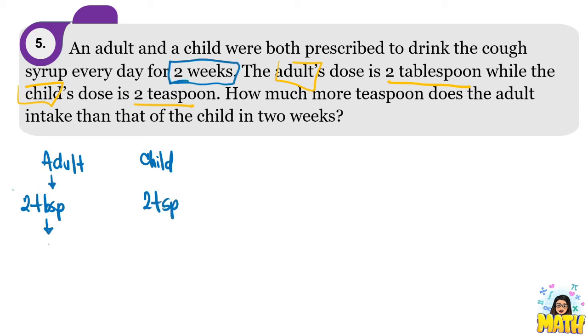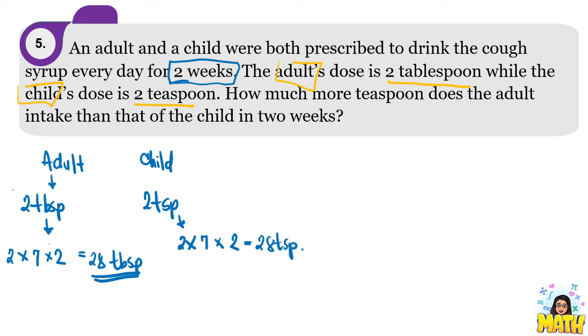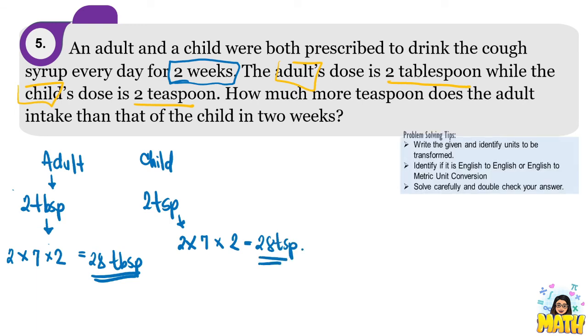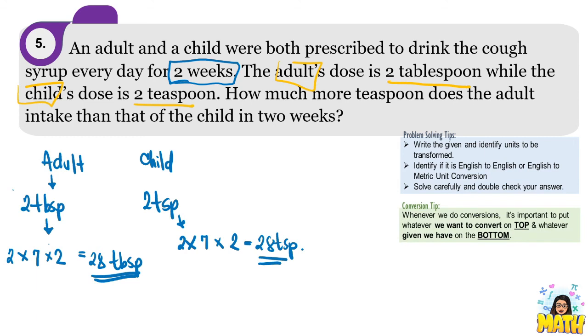So the adult is asked to drink 2 tablespoons per day for 2 weeks. 2 times 7 times 2 is 28 tablespoons, while for the child, 2 teaspoons times 7 times 2 for 2 weeks, that's also 28, but this one is teaspoon. Yun yung nainom nilang gamot for 2 weeks. So what we are asked here is to know how much more teaspoon does the adult intake than that of the child in 2 weeks.